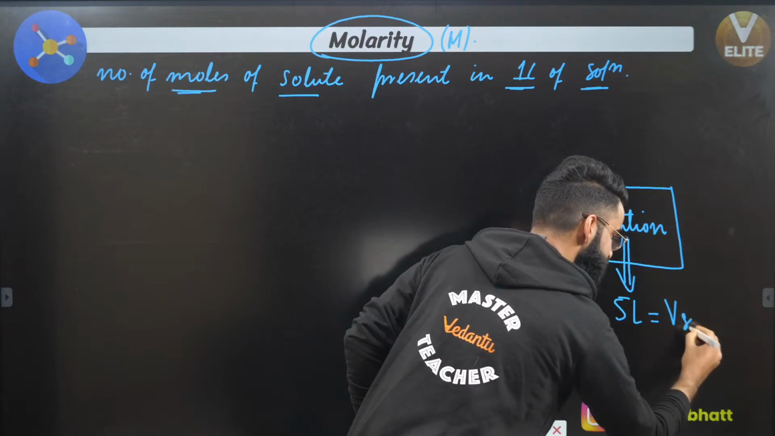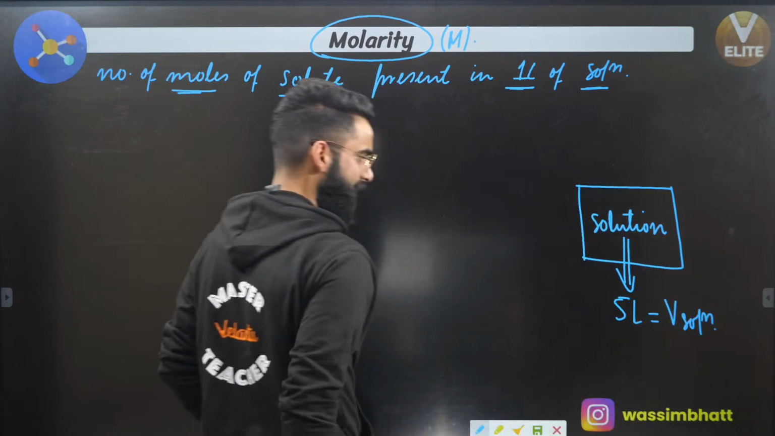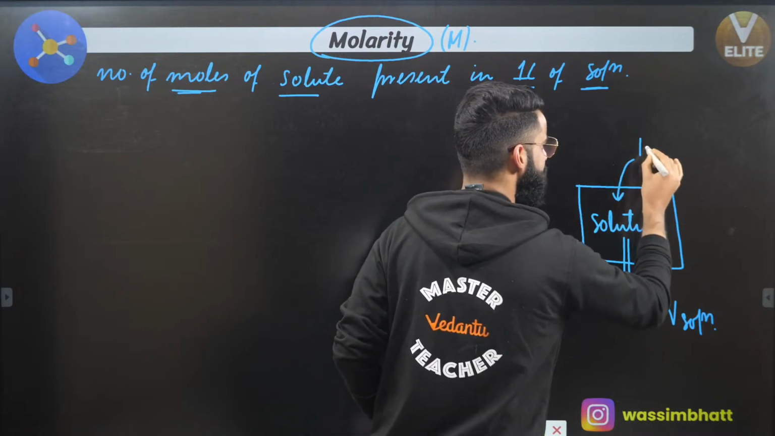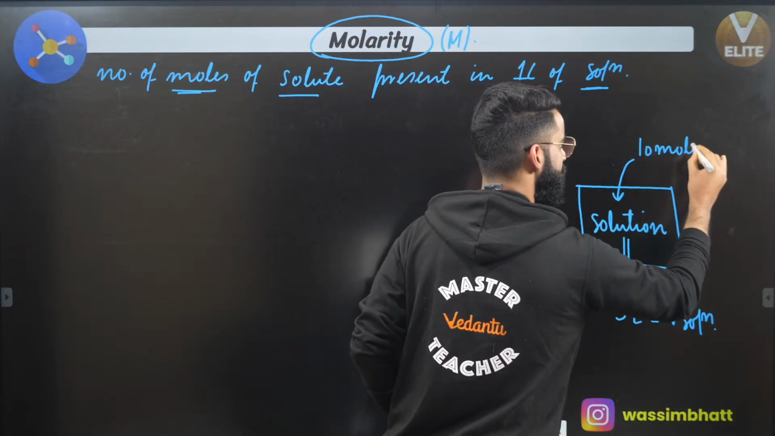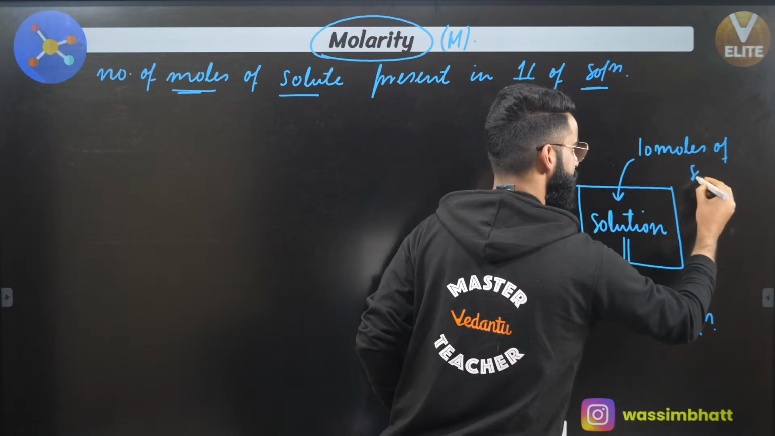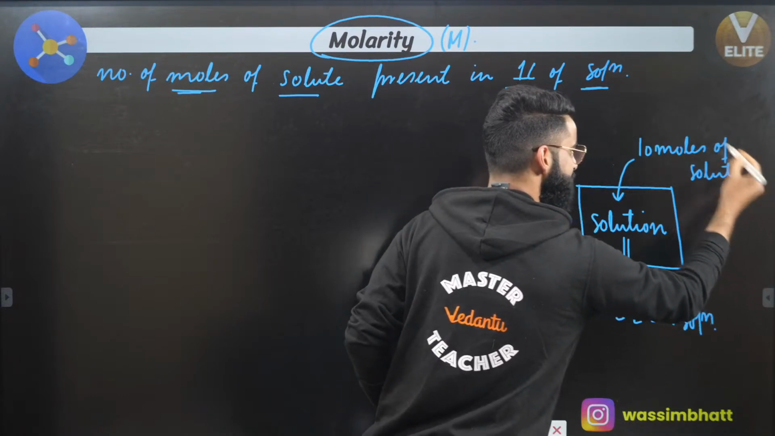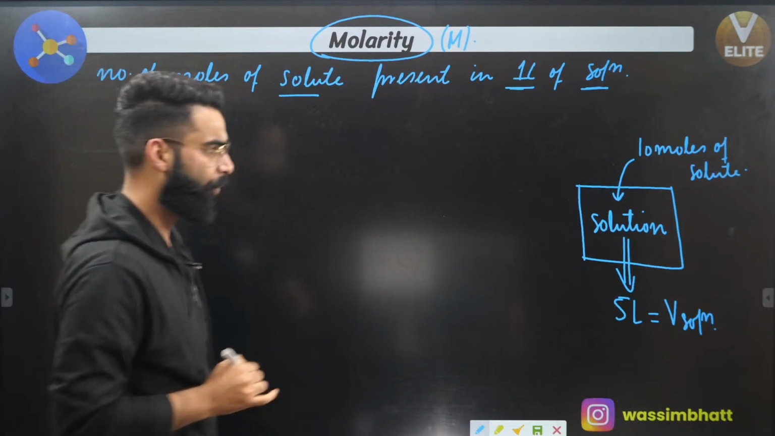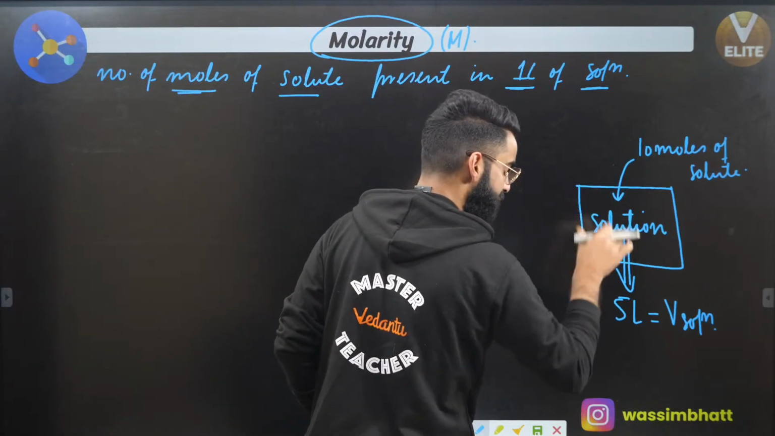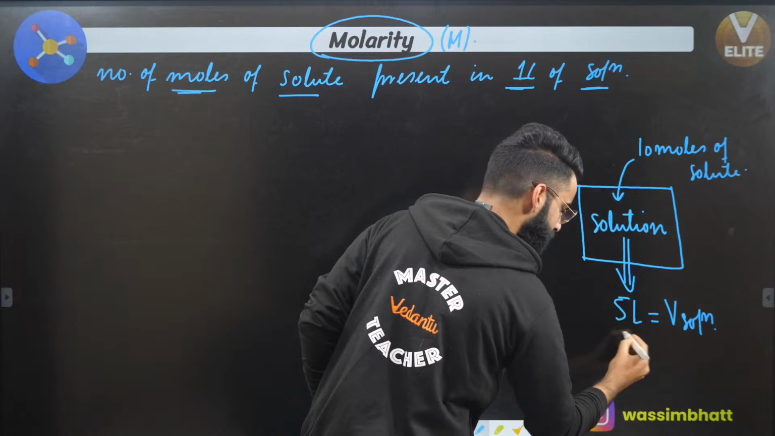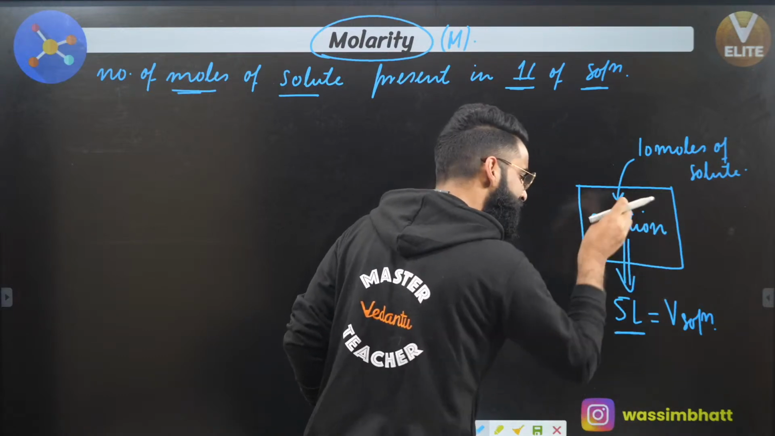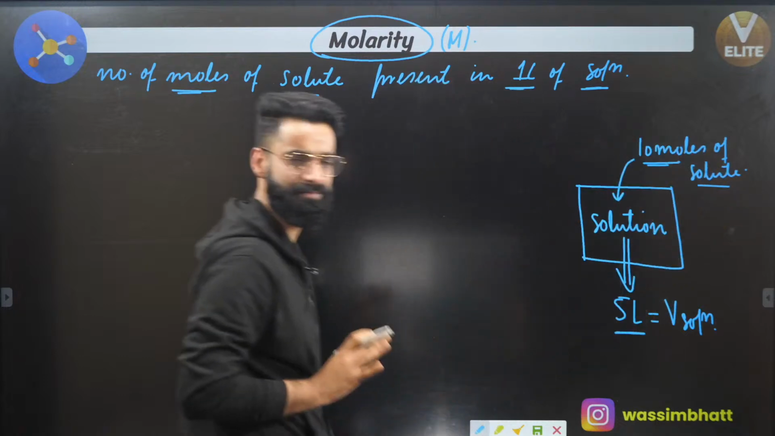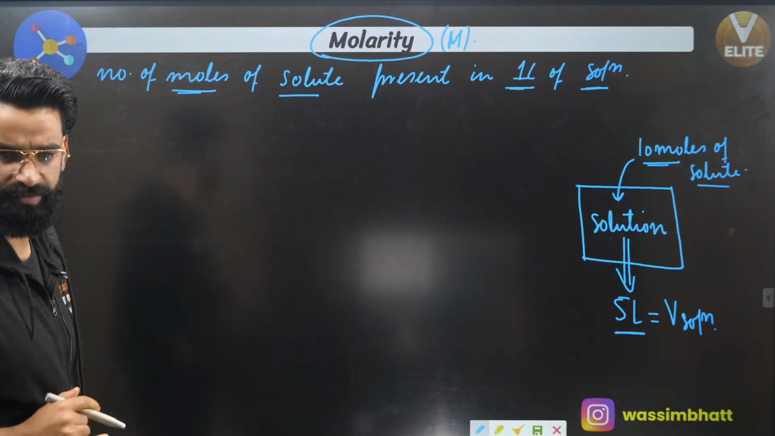5 liters is the volume of solution, for example. And in these 5 liters of solution, let's say we have got 10 moles of solute. As we all know, a solution has 2 components: one is your solute, one is your solvent. I'm assuming the volume of this solution is 5 liters, and in these 5 liters we have got 10 moles of solute.